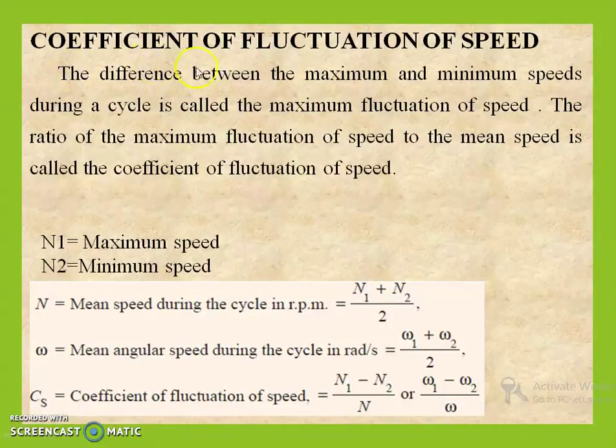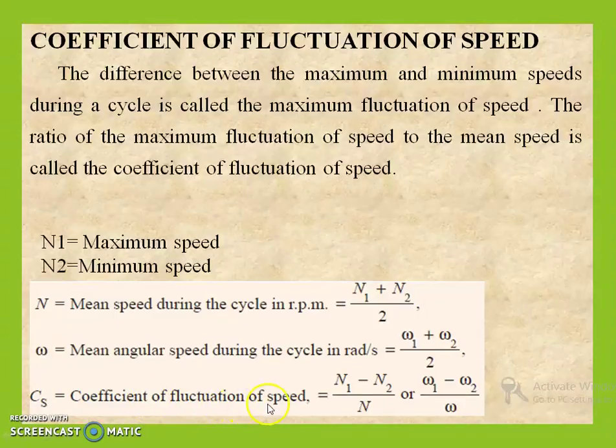Now you see what is meant by coefficient of fluctuation of speed. The difference between the maximum and minimum speed during a cycle is called the maximum fluctuation of speed. The ratio of the maximum fluctuation of speed to the mean speed is called the coefficient of fluctuation of speed. So let us consider n1 and n2 as the maximum speed and minimum speed. Then the mean speed n can be written as n1 plus n2 by 2. In terms of angular speed, it can be written as omega 1 plus omega 2 by 2.